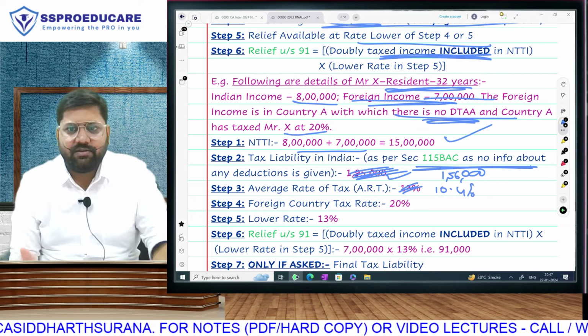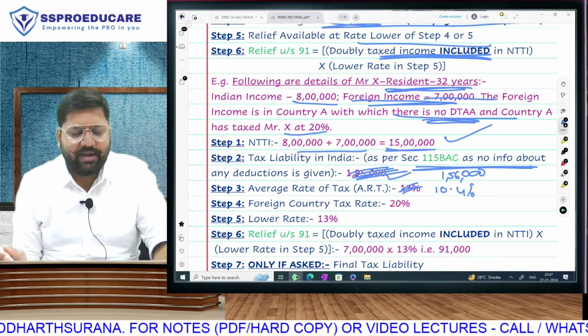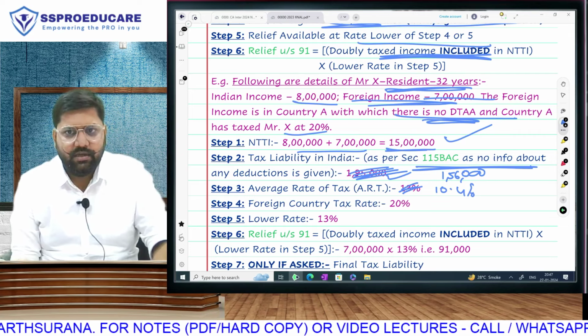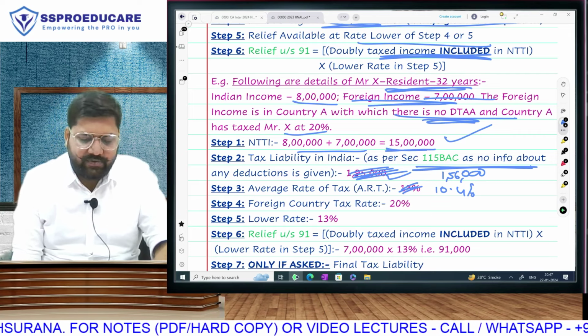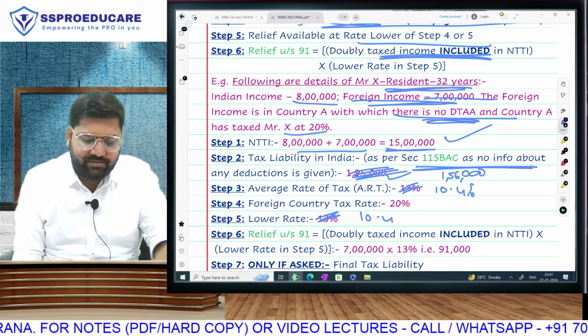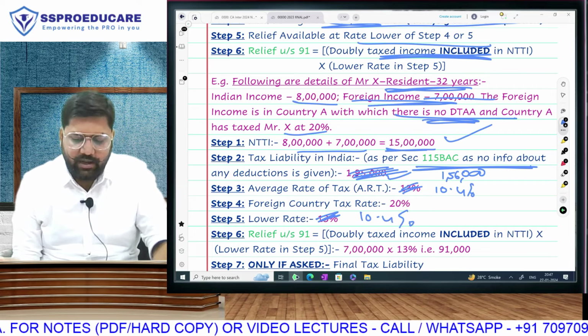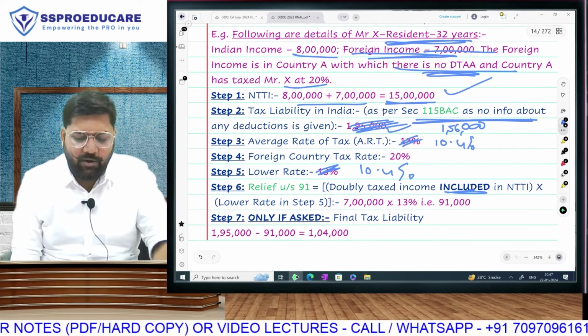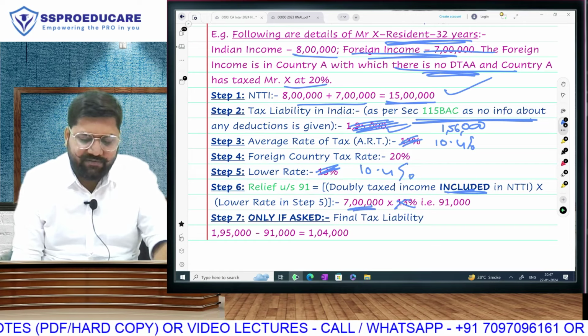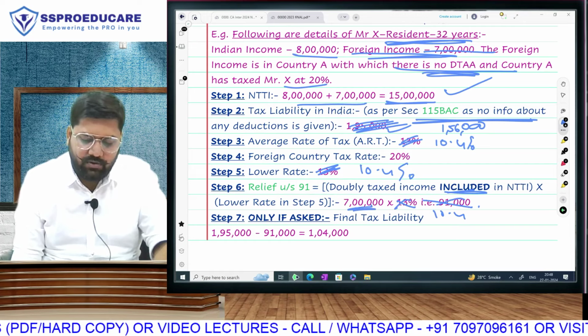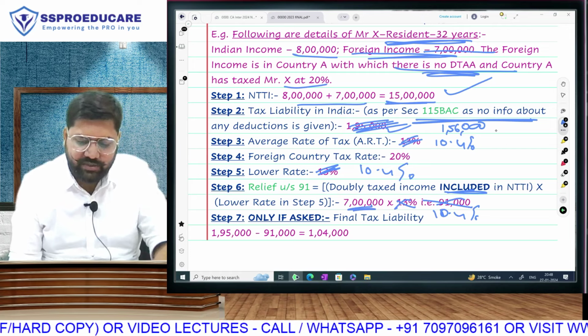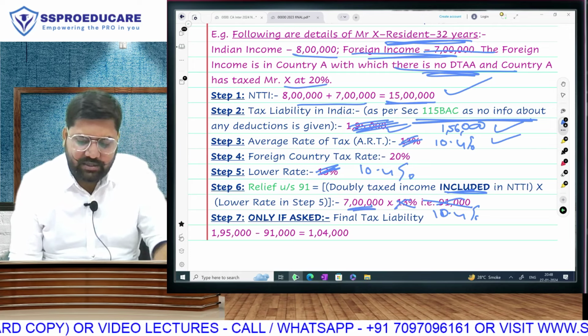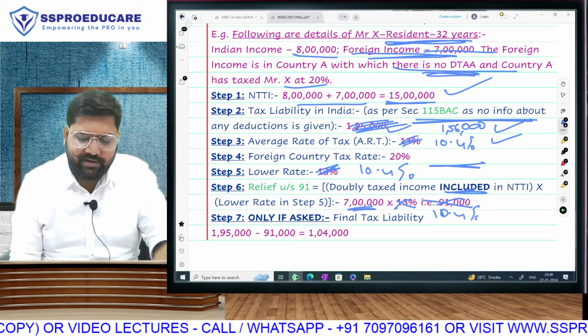So 1 lakh 56,000. As of now, above 15 lakh we directly get 150 plus 4%, that is 156. That's 10.4%. Foreign rate is 20. This also needs to be corrected. So this becomes 10.4%. And doubly taxed income included in NTTI, how much is the doubly taxed income? 7 lakh. On that we will apply 10.4%. That is the lower. Lower rate will be 10.4.